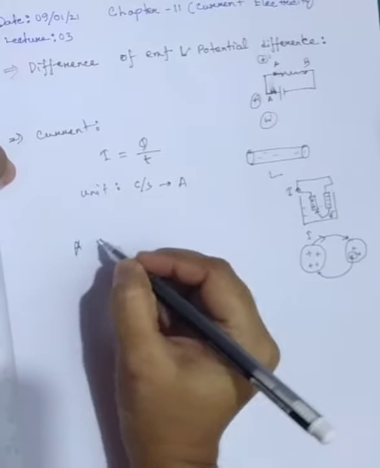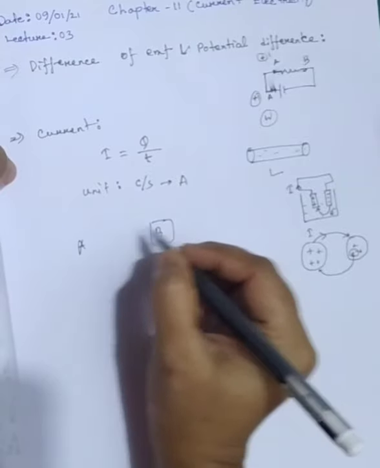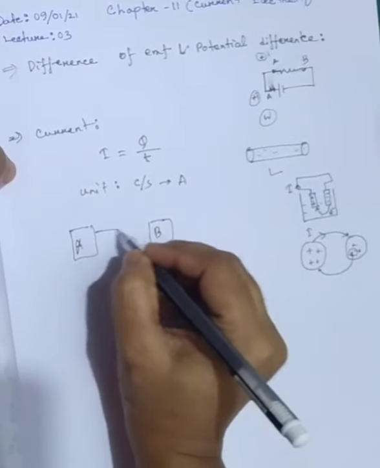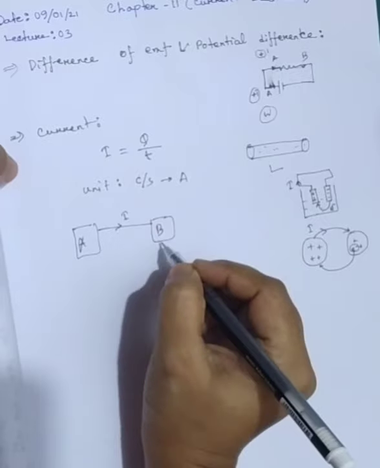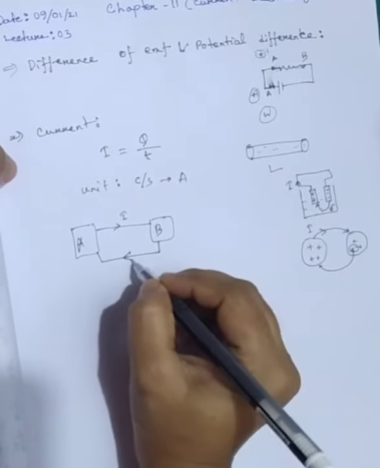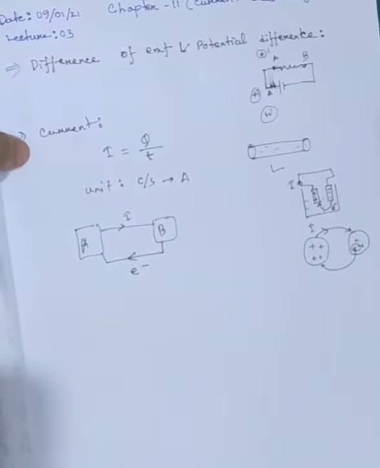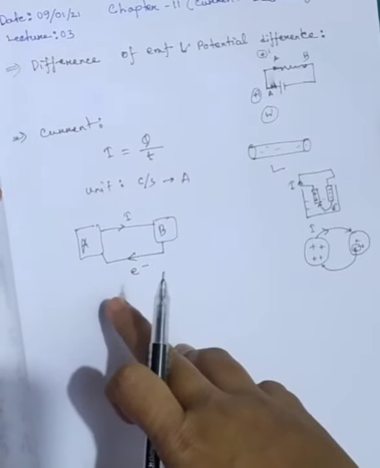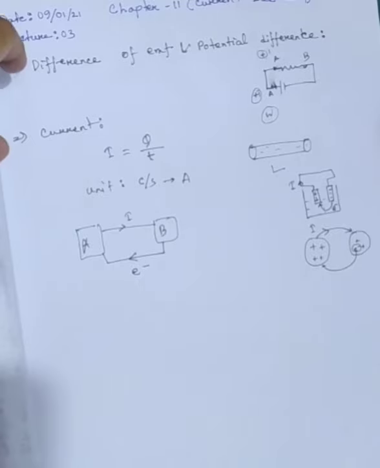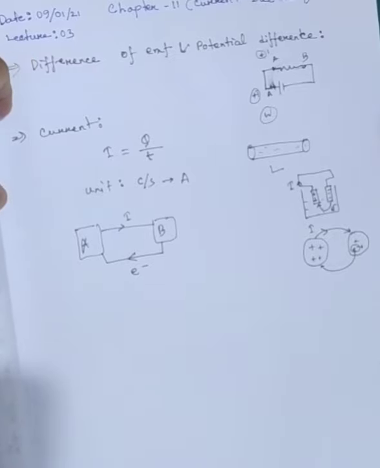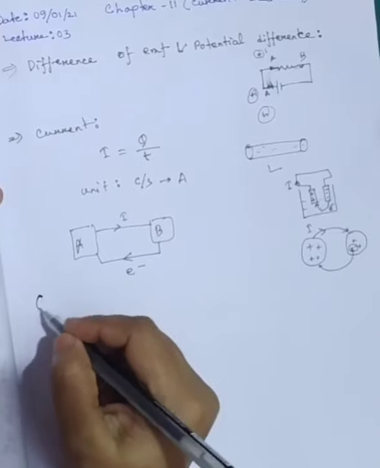So, A and B, two objects. If we consider two objects A and B, so current flowing from A to B means electrons will flow from B to A. That means direction of flow of current and direction of flow of electron are totally opposite. আর কারেন্ট সম্পর্কে তো তোমাদের বললাম. I have already told about current, the definition of current, and then we will just know about a very important law, Ohm's law.